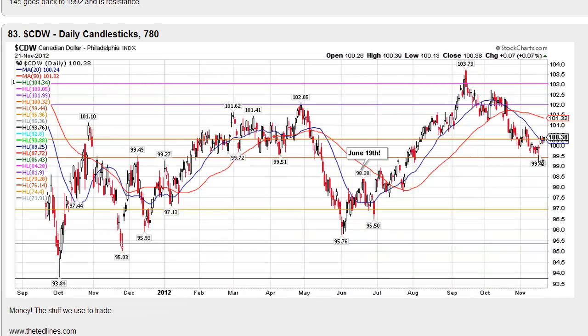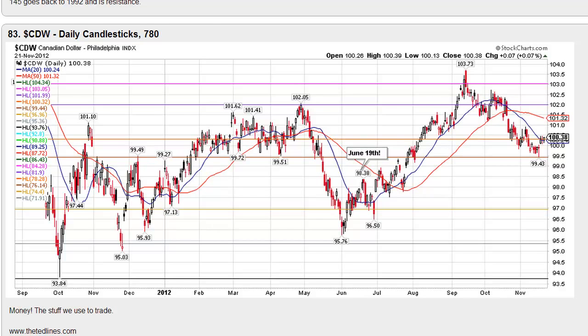Canadian dollar, we found support right at the 99.44 level. It bounced off of that and went right through the next level up, the 132, and we're above that level and could see a move up to the 101.32 moving average, or even higher up to the 102 level on the Canadian dollar.